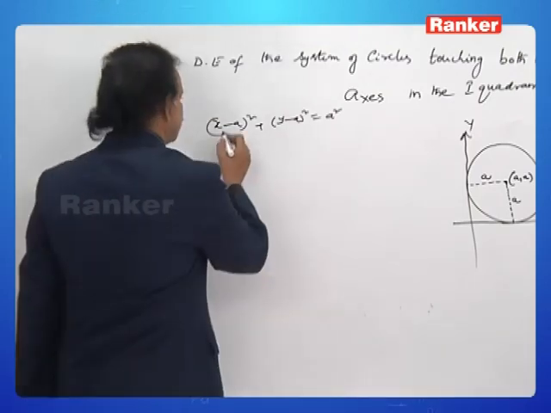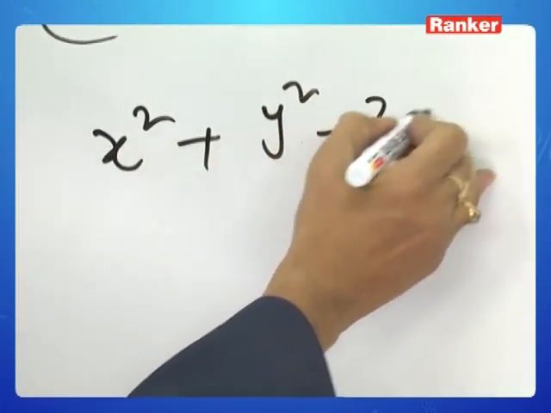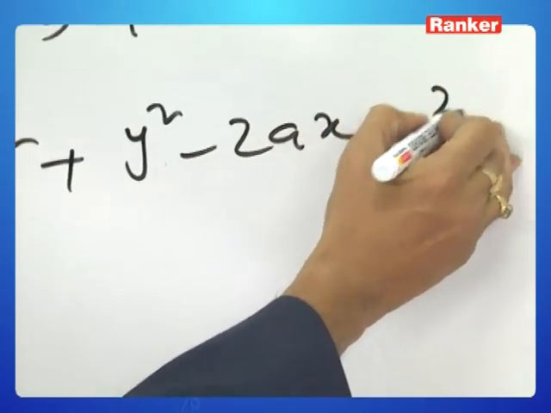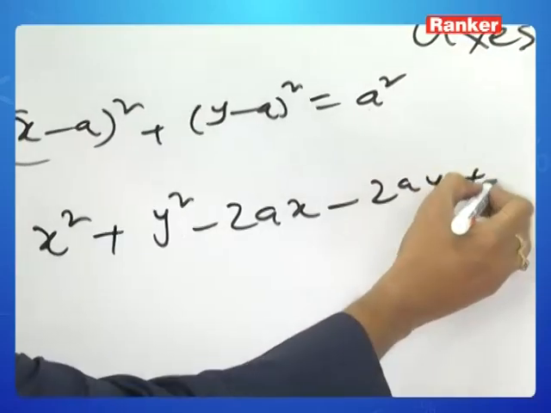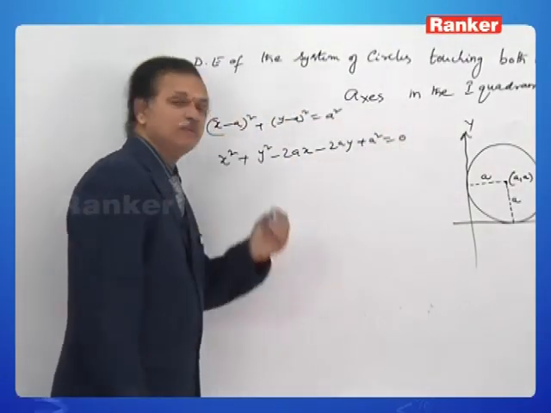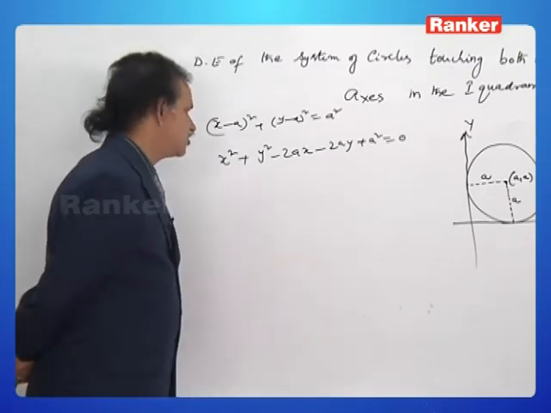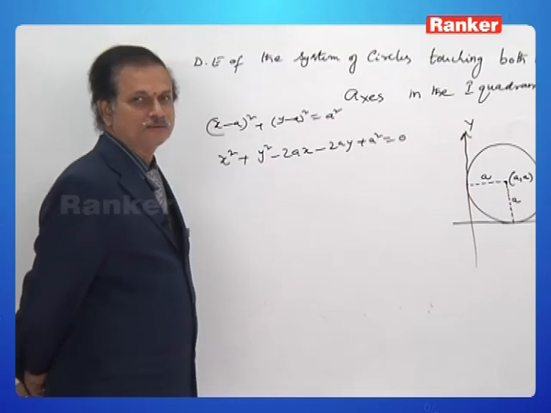Simplify this: x square plus y square minus 2ax minus 2ay plus a square is equal to a square. So a square will be cancelled. That is the equation of the system: x square plus y square minus 2ax minus 2ay plus a square is equal to 0.